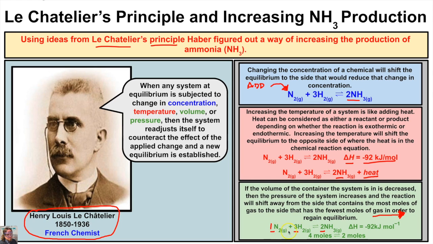So in other words, because this has 4 moles of gas and this has 2 moles of gas, if we increase the pressure, the reaction is going to shift in the direction of the fewest moles, which is 2 moles, to achieve equilibrium. And because it's shifting to the right, more NH3 is going to be produced. So what are some ways that we can increase the amount of NH3 that is produced in our Haber process here?